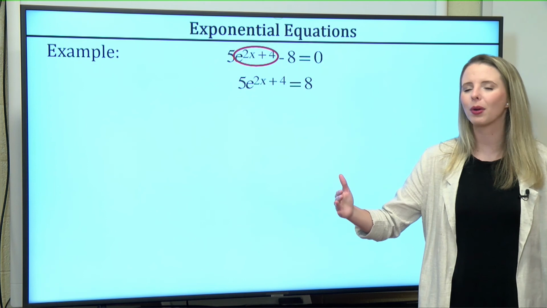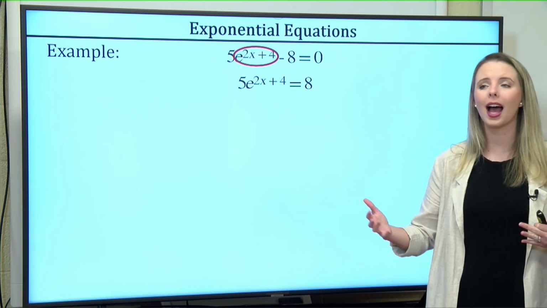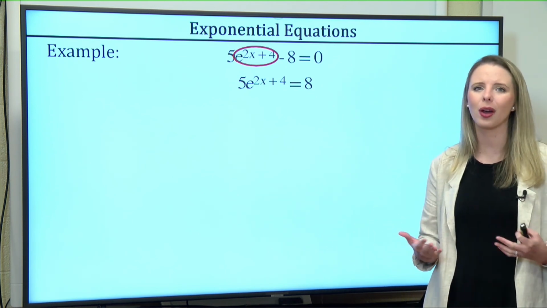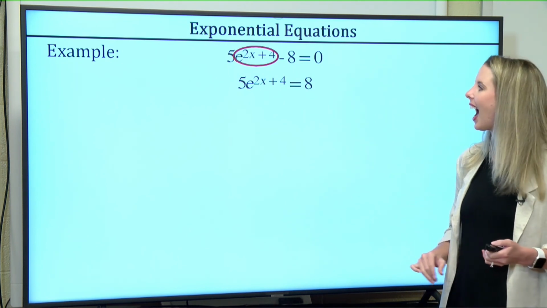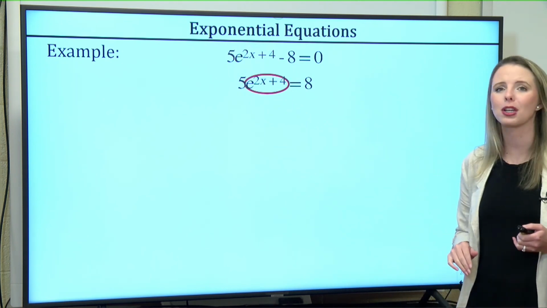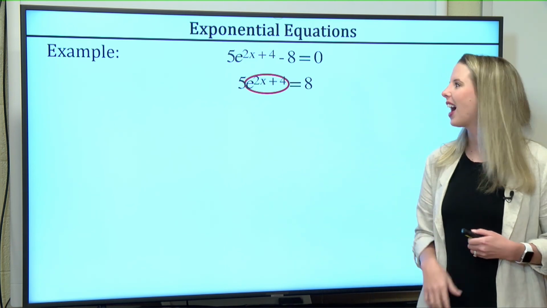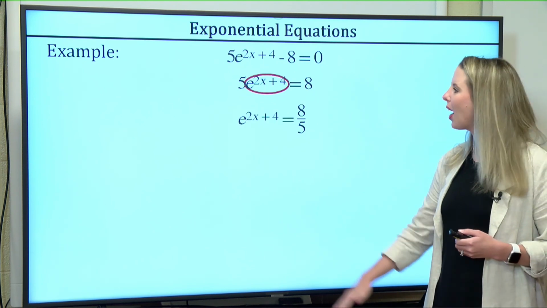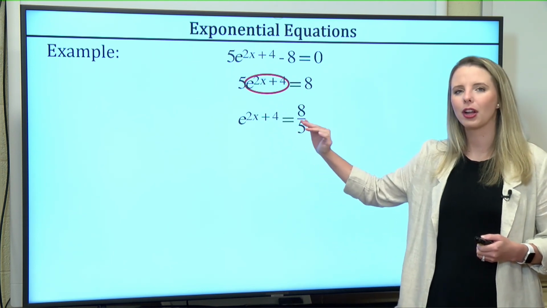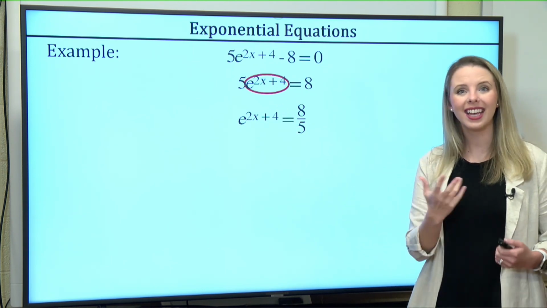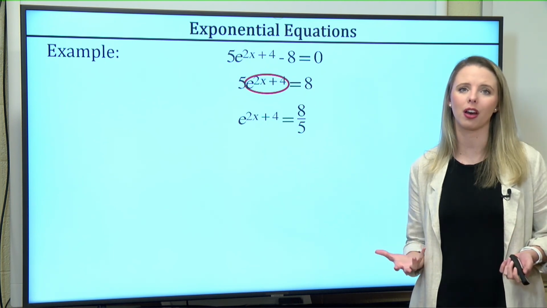All of those rules that we learned way back when, beginning probably in 7th grade, still apply. What you do to one side, you still do to the other. Solving equations is still the same idea, even when there's an exponential function there. Once again, I still need to get e to the 2x plus 4 by itself. So how am I going to do that? I'm going to divide both sides by 5. So now I have e to the 2x plus 4 equals 8 over 5. Is my exponent and base isolated? Yes, it is.